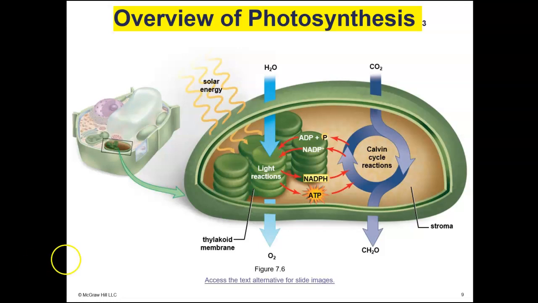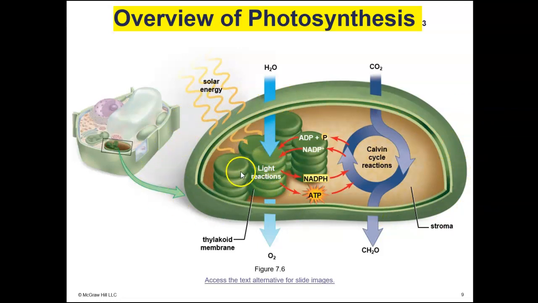In this recorded lecture, we're going to review photosynthesis, and we're going to review the light reactions of photosynthesis, but we're going to focus more on the Calvin cycle reactions. So these slides are from chapter 7, and what you're looking at is a chloroplast, which is the organelle that carries out photosynthesis.